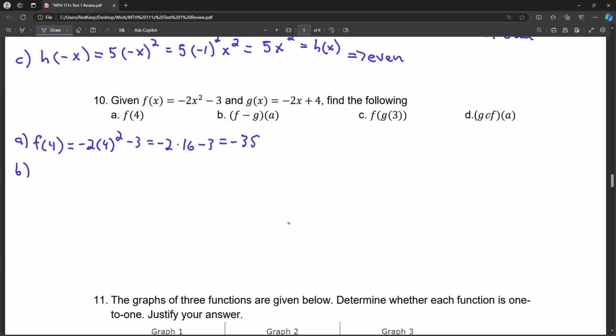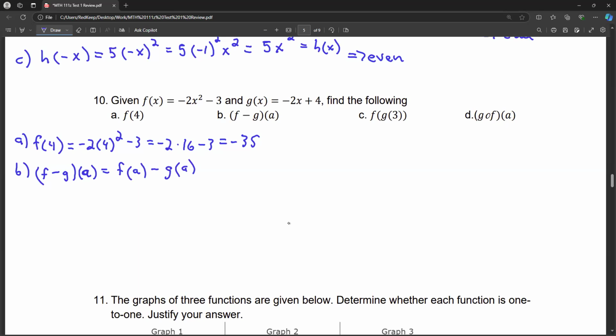Perfect. Okay, so let's move on to part B. Part B, it's got some interesting notation, doesn't it? It's got this f minus g of a, is how I might read that. I'm going to go ahead and just right away do some rewriting of this, right? Because what this is indicating to me is that I'm going to plug in a into my function f and then subtract the results when I plug in a into my g function. So this might be a way of rewriting it, kind of clear some things up, right?